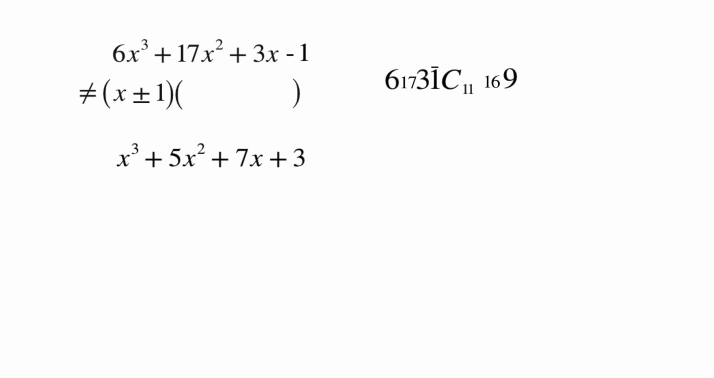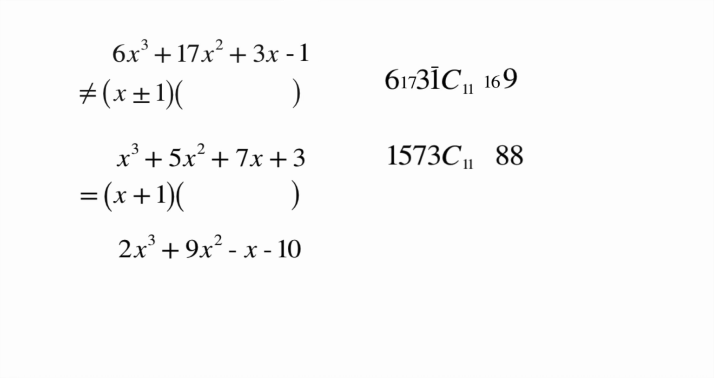Once again, C11. Then take the alternate sums. 1 plus 7. When they are the same, it has factor x plus 1. I'll show you the principle later in this video.